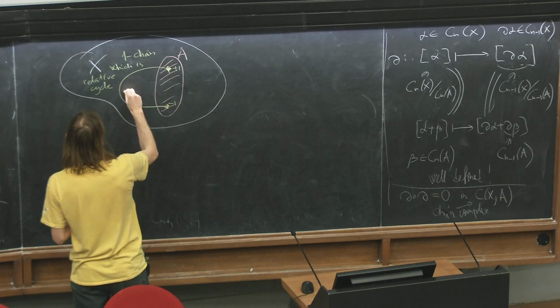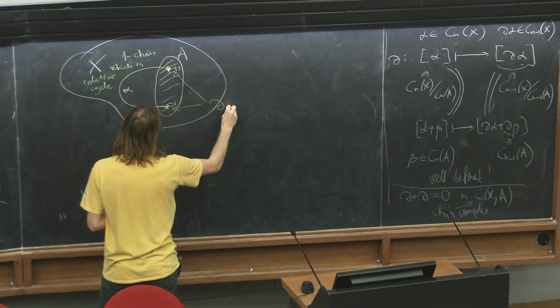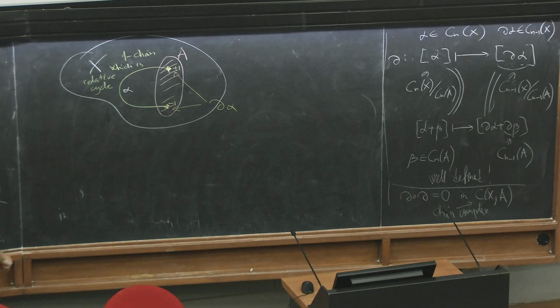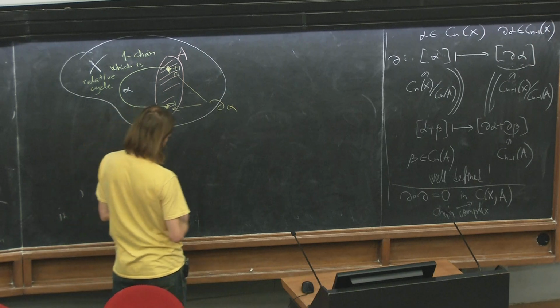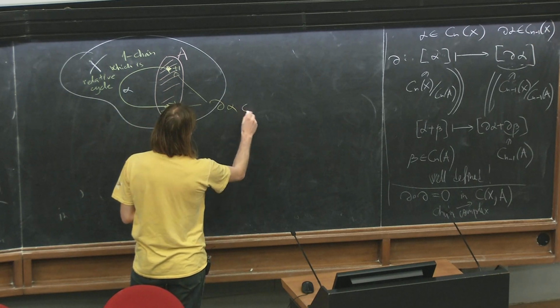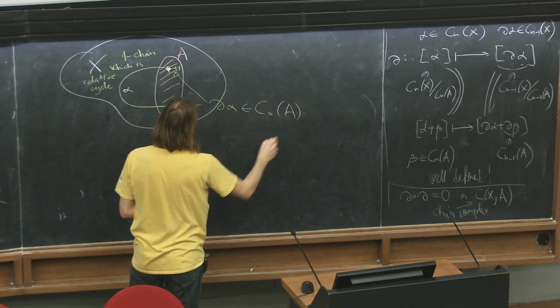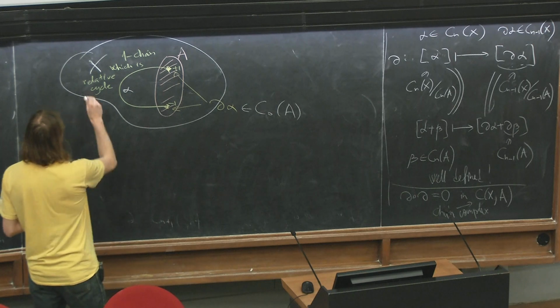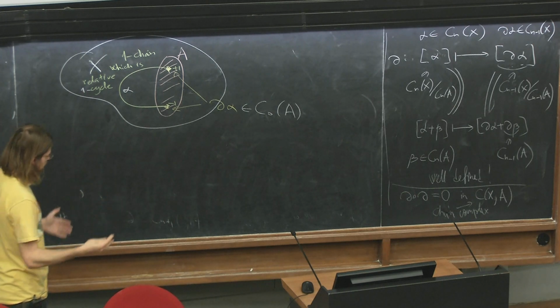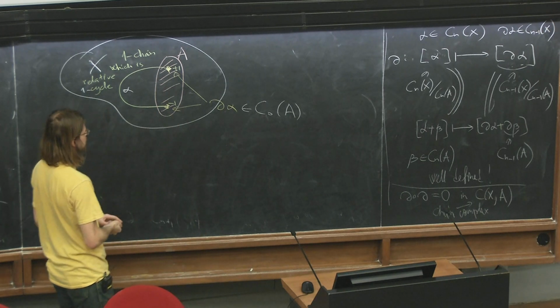This is, for example, alpha, and this is here what we have, the boundary of alpha. And if these two boundary points fall into A, this is indeed an example of a relative cycle. It can have a boundary which is non-trivial in X, but the boundary belongs to the subspace in general.